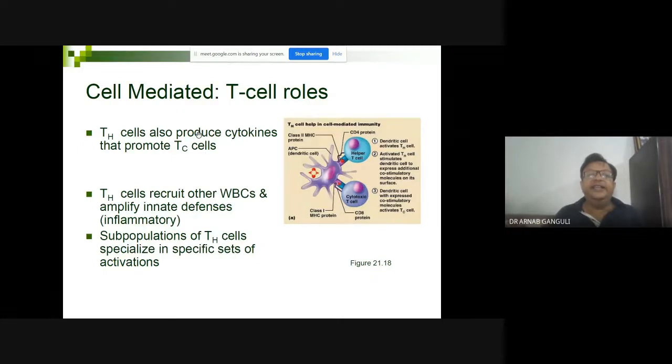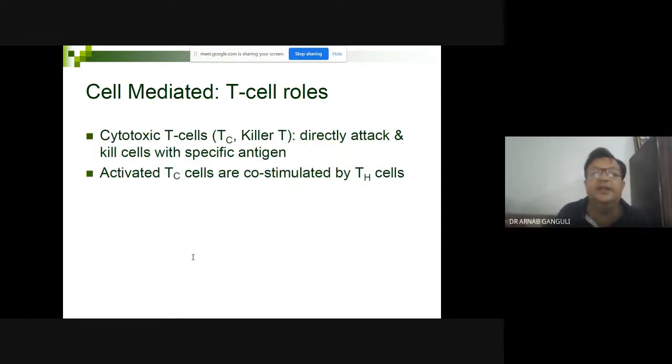What does the TH cell do? They produce cytokines, and that activates the TC cells, and they recruit other WBCs and amplify innate immunity, meaning it also calls neutrophils and causes inflammation. Now what do the TC cells do? They directly attack and kill cells with specific antigen. So TC cells are co-stimulated by TH cells and other cofactors. Co-stimulators.